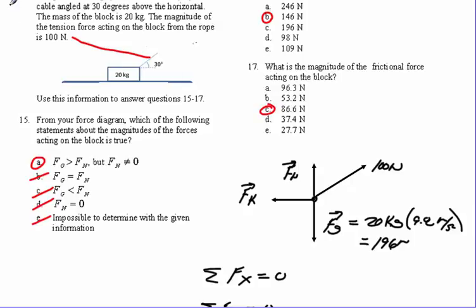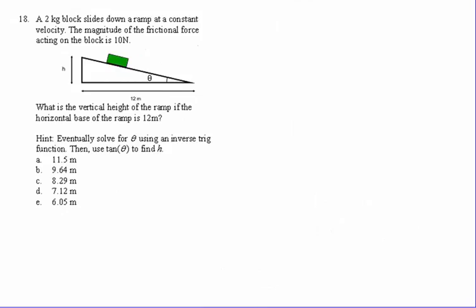Alright. Well, I have, I think, 3 more problems to do, and we're all done with reviewing this test. This problem here is probably the hardest problem on the test, but again, draw yourself good free body diagrams. You've got a 2 kilogram block that slides down the ramp at a constant velocity, so we know we have balanced forces. The magnitude of the frictional force acting on the block is 10 newtons.